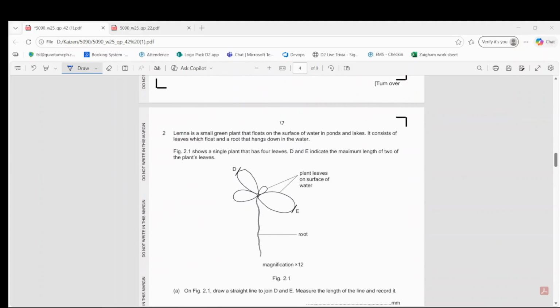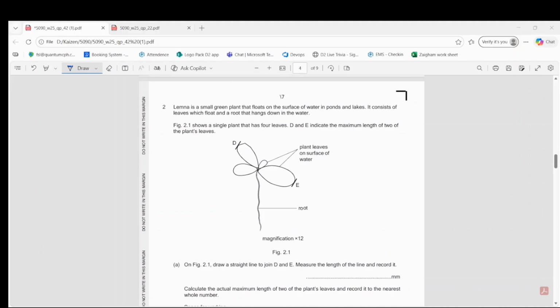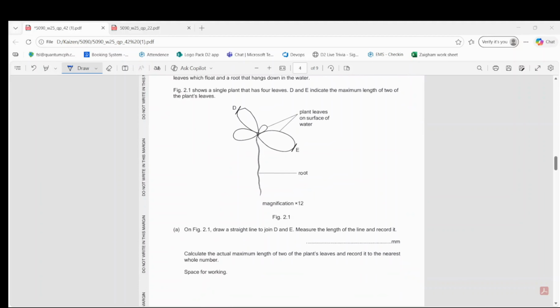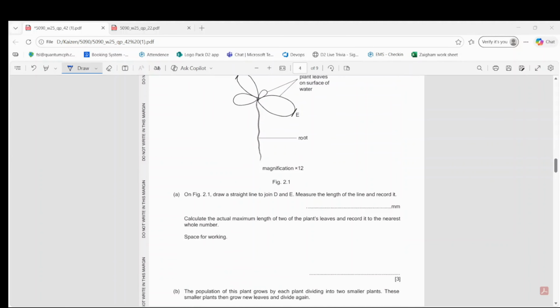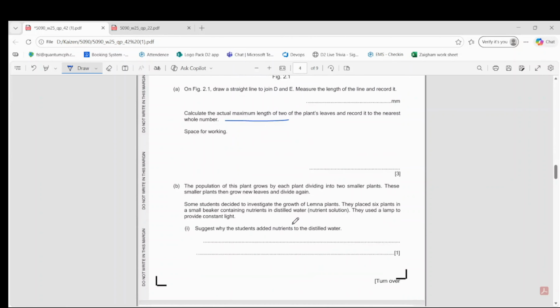So no enzyme. A length is given for a certain plant, so you have to calculate the length from D to E, which you can easily do. Your scale gives you a value in centimeters, you have to multiply it by 10 to get the length in millimeters. Then divide by the magnification to get the actual length. Clear?